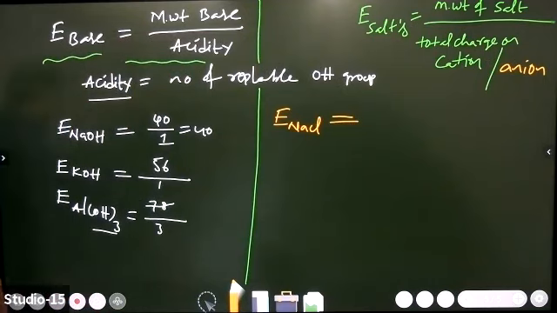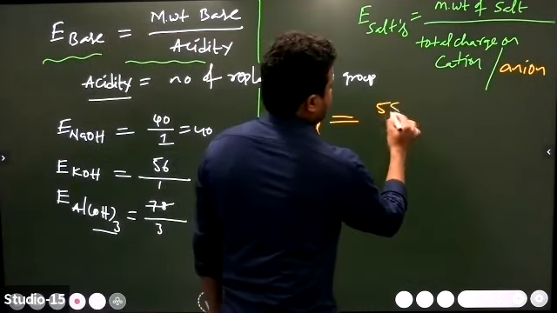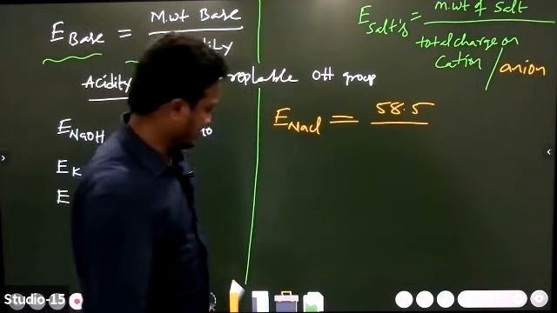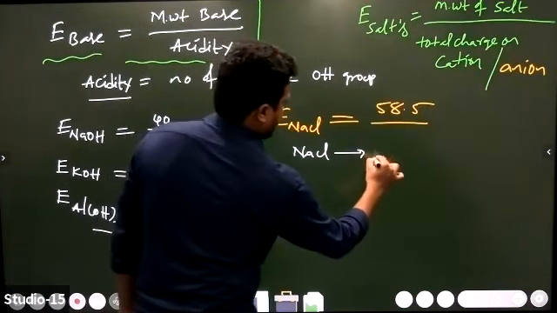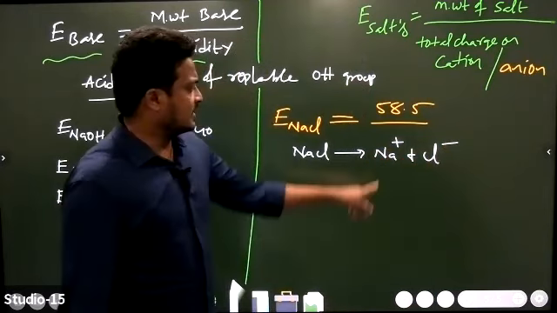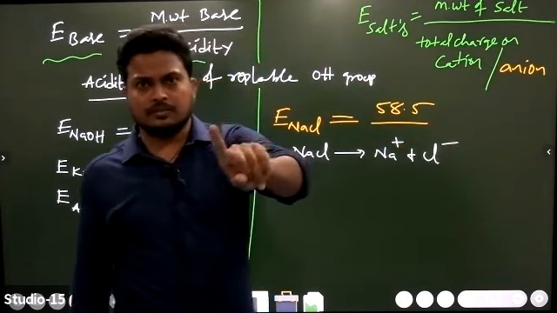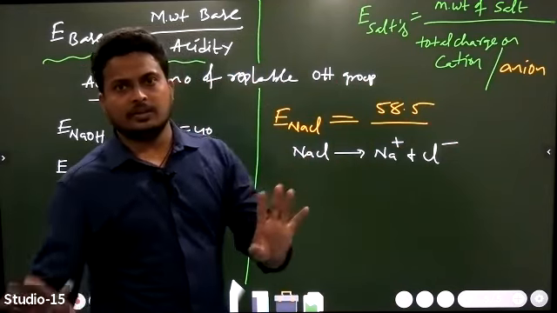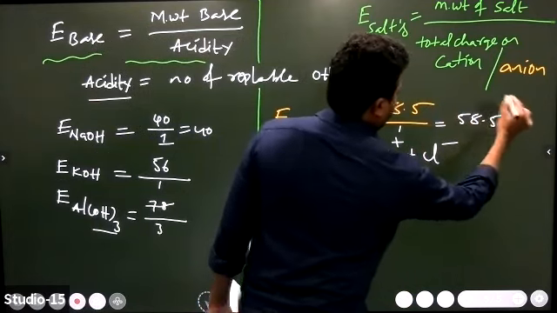Equivalent weight of NaCl 58.5. Molecular weight of NaCl is 58.5 by what is the charge on cation or anion? NaCl on dissociation gives Na plus and Cl minus, right? So total charge on cation only one positive charge. Total charge on anion only one negative charge. Take only magnitude, don't take sign. Take only value. 1, that is equal to 58.5.